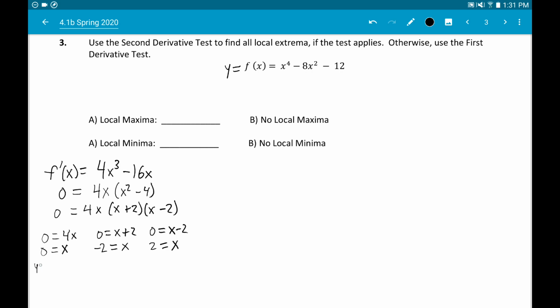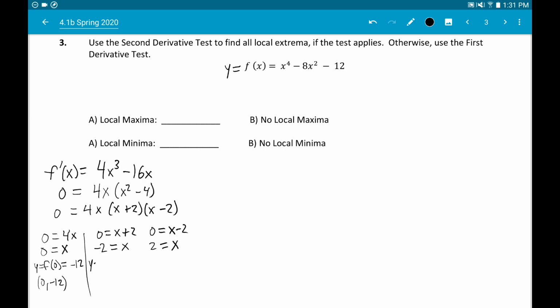Alright, so if I want the y value when x is 0, 0 to the 4th minus 8 times 0 squared minus 12 is going to be negative 12. So 0 comma negative 12 is a critical point.